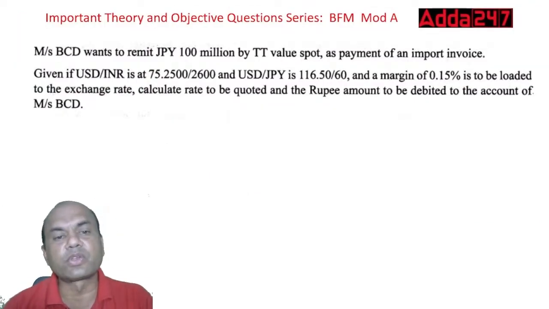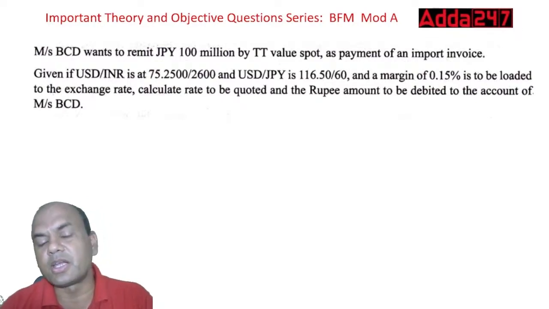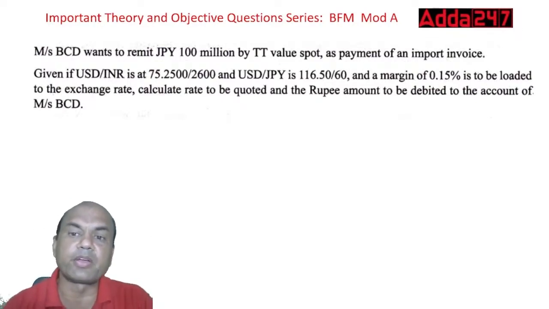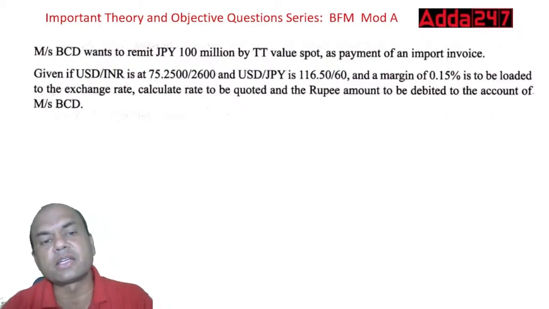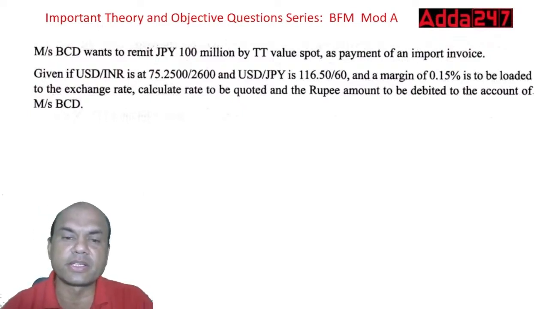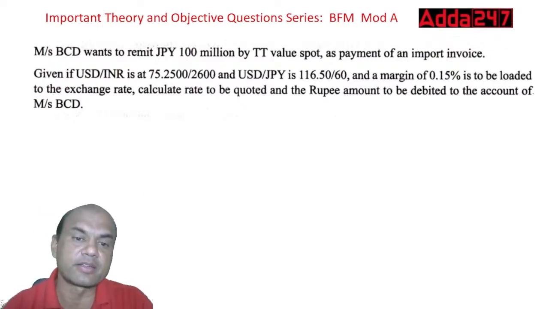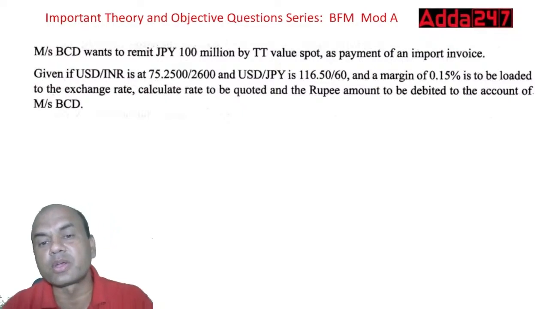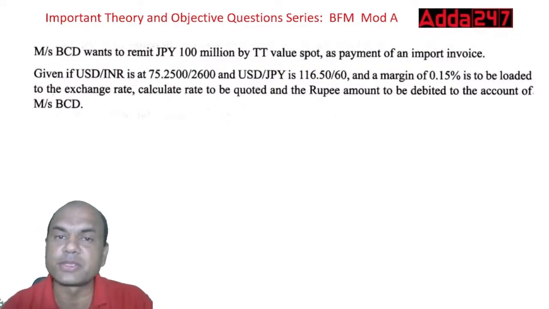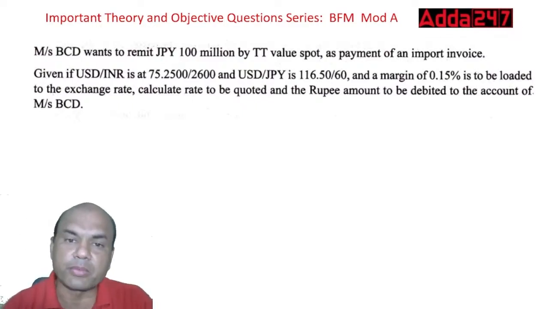Messrs. BCD wants to remit JPY 100 million by TT value spot as payment of an import invoice. Given if USD INR rates are 75.2500, 2600 and USD JPY rate as 116.5060, margin of 0.15% is to be loaded on the exchange rate. Calculate the rate to be quoted and the rupee amount to be debited to the account of Messrs. BCD. Now understand the problem correctly.